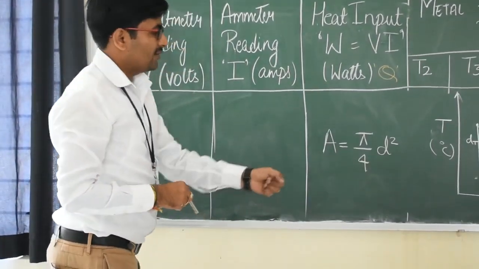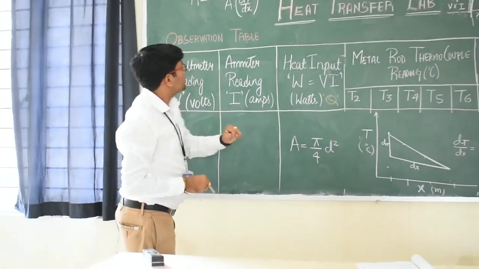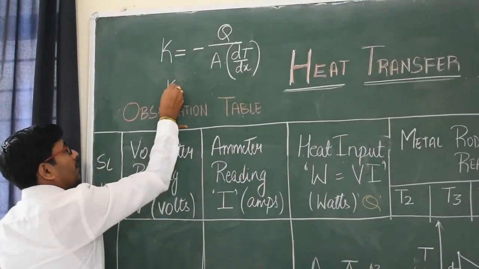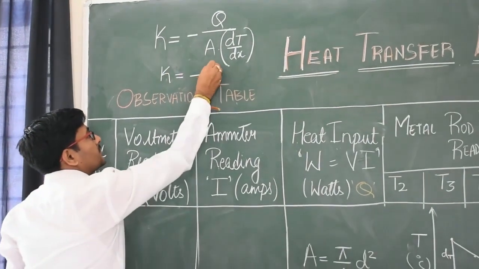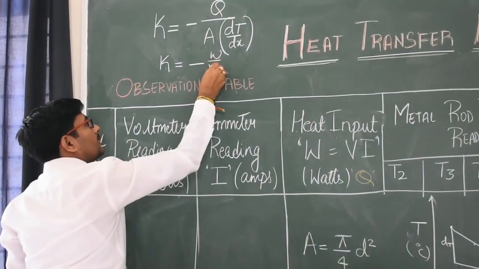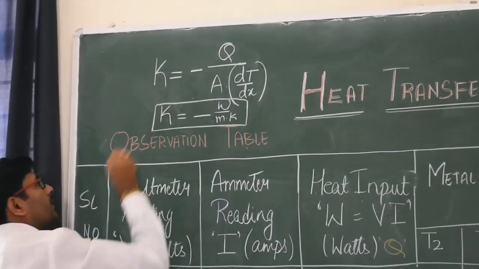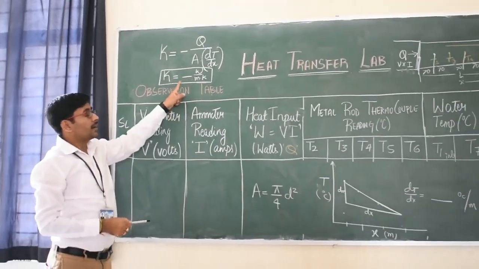Take the value of A, take the value of dt by dx, and substitute here. Finally you will get the value of K, in watt per meter Kelvin. So this is how the experiment will be conducted to calculate thermal conductivity.